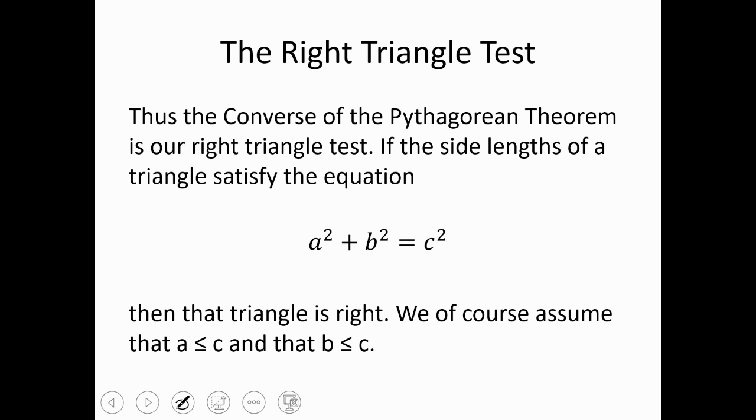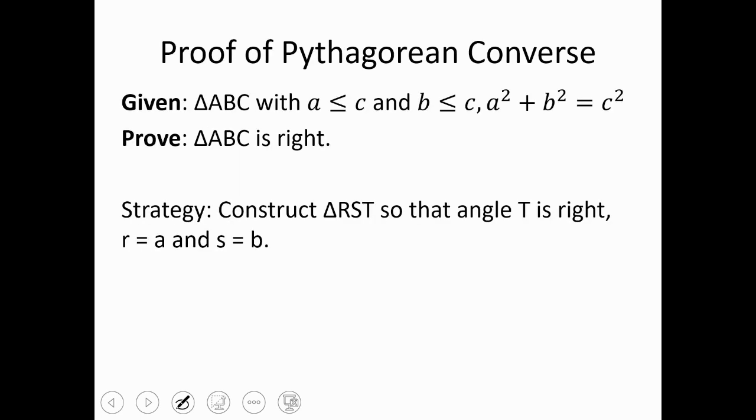Okay, so what this gives us, once we prove it, is really a right triangle test. It says that if the sides of a triangle satisfy the equation a squared plus b squared equals c squared, then that triangle has to be right. And of course, the assumption here is that c is at least as great as a or b. So if you order the sides from least to greatest, and the sum of the squares of the first two is equal to the square of the third, it's a right triangle. And if that's not true, it's not a right triangle, because by the Pythagorean theorem, if it were a right triangle, that equation would be true.